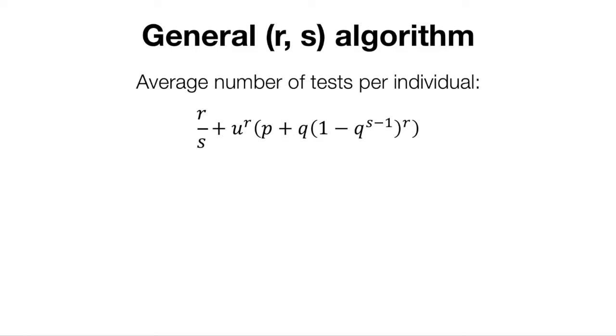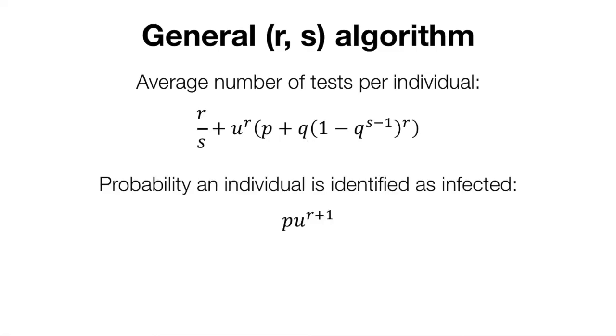So it turns out that this is the average number of tests per individual. This R over S is the first stage, and this term is the chance that the item goes through to an individual test. U to the R, because all its tests must be positive. P, because either it's infected, or Q here is 1 minus P. This is the probability that it's not infected, but it always shares a test with infected people. I'm not going to prove that in detail here, but it's not too difficult to show.